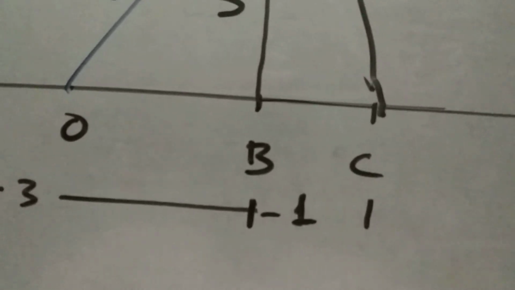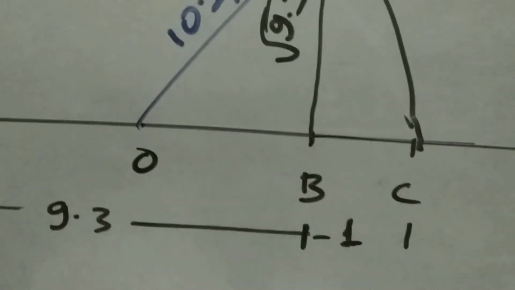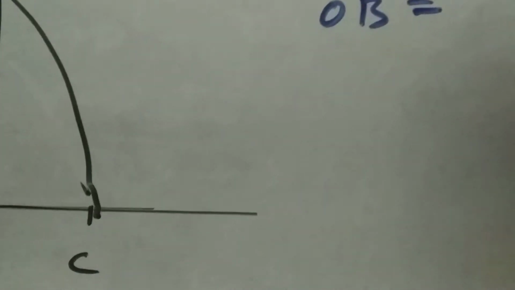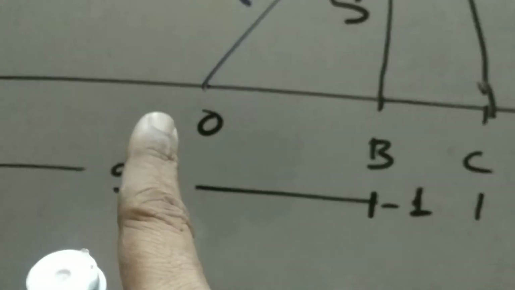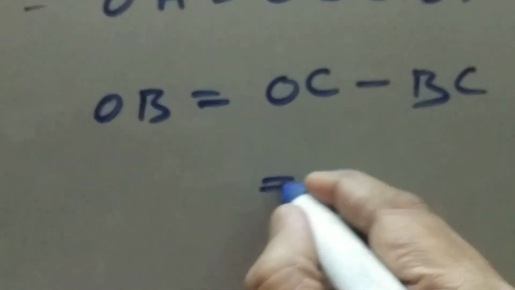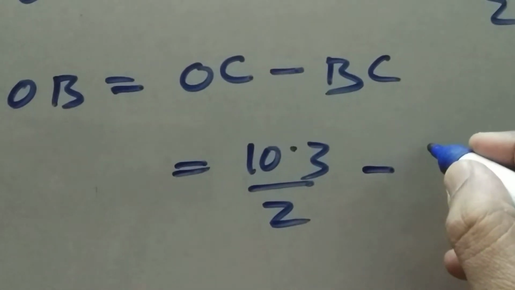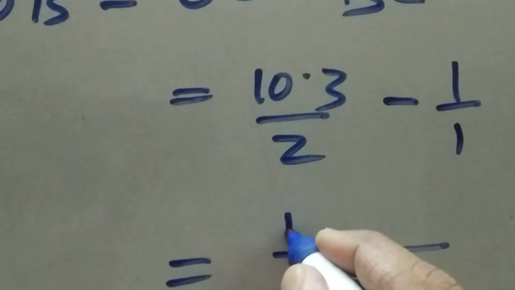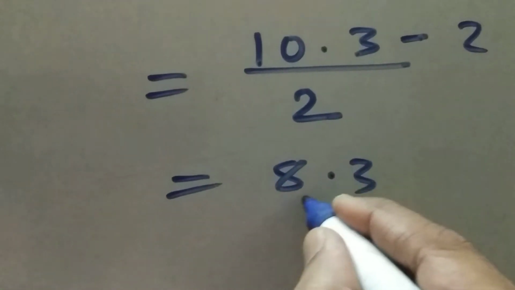Now we'll also find OB. OB is equal to OC minus BC. OC is equal to 10.3 upon 2, and BC is equal to 1, that is 1 upon 1. Take out the LCM. LCM is how much? 2. 10.3 minus 2, that is equal to 8.3 upon 2.